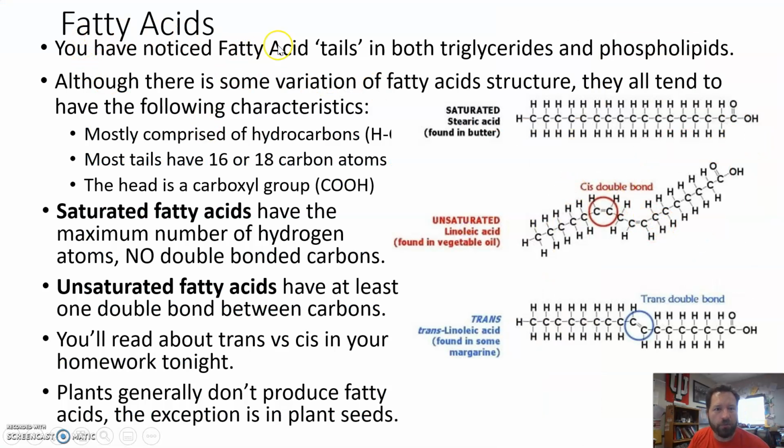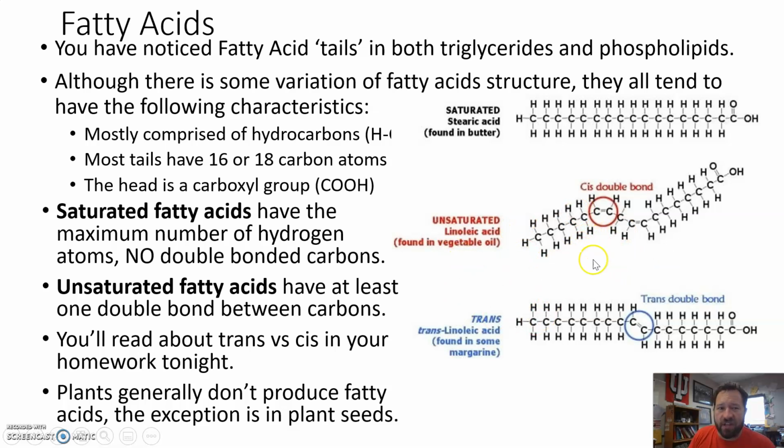So a quick aside here before we get on to cholesterol. You've seen now fatty acid tails in both triglycerides and in phospholipids. So a little bit about those fatty acid tails. They're generally very similar, all tails. They are hydrocarbon tails. So they're carbon, hydrogen, carbon, hydrogen, carbon, hydrogen. These long chains of carbon and hydrogen that you see here. On the top, there tends to be a carboxyl head, which is a C double bonded to an O, and an OH, and that's how they're able to link to the glycerol, is with that OH right there.